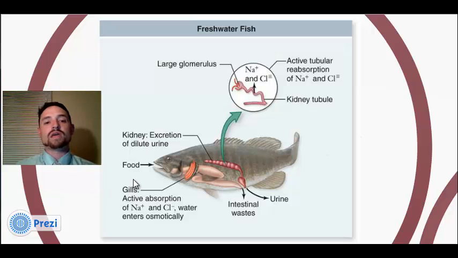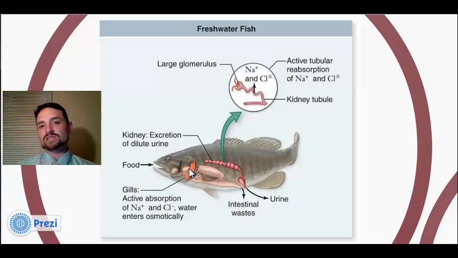So here's the freshwater fish. It will take in food through the mouth. Of course, water will also come in through the mouth to go through the gills, but it stops the flow of water into the intestinal tract. They don't drink a lot of water because they already have enough water being absorbed into their cells, so they don't need to consume large amounts of water. They're going to get water in other ways.